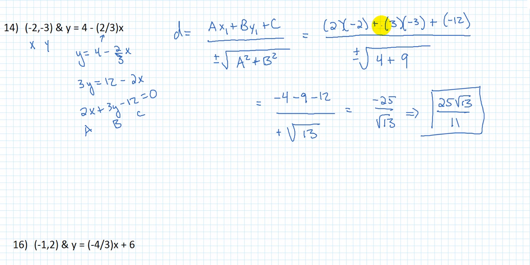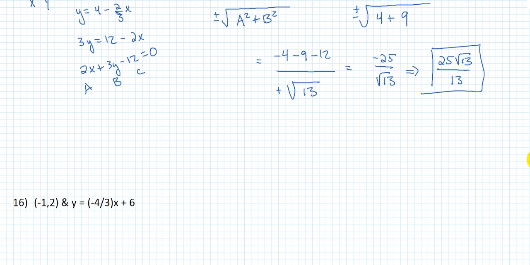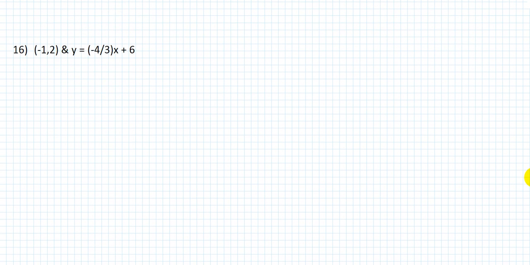Okay, so from here we would get this, -4 minus 9 minus 12 divided by positive root 13. Root 13 because it's negative C, but again I drop that over here. Top works out to be -25 over root 13. When you rationalize the denominator, there's a little mistake there. It's not an 11, it's a 13. You should get that as your answer. So let's do another one, and you probably already know this.